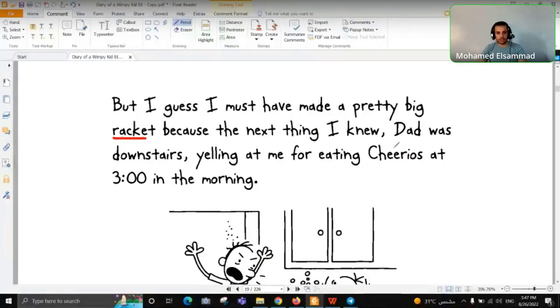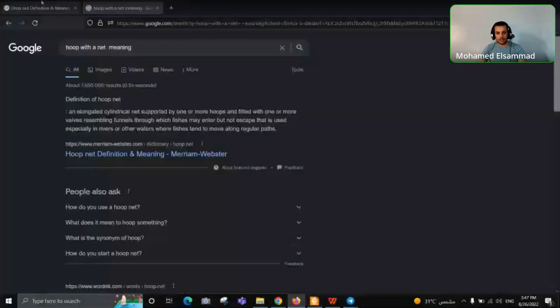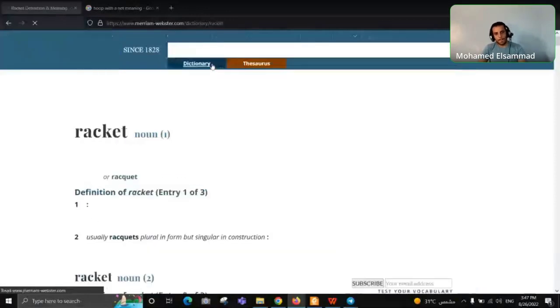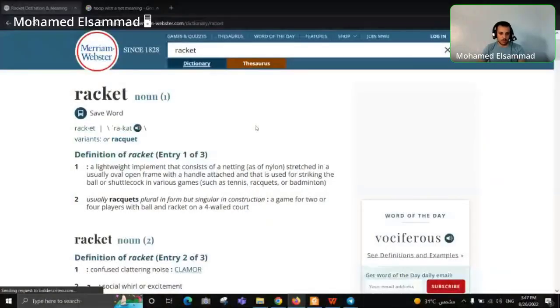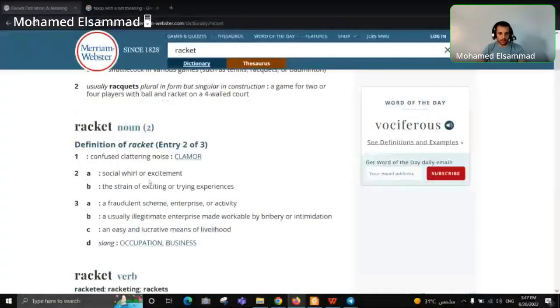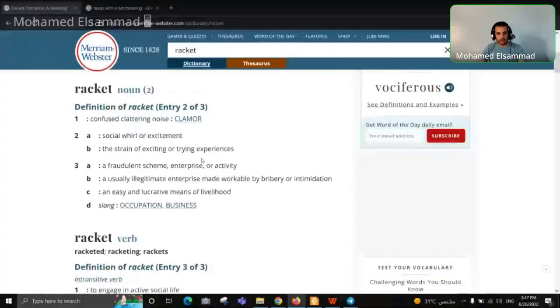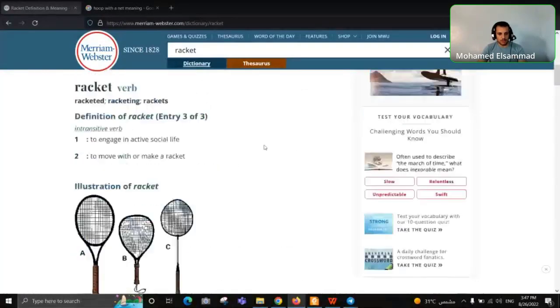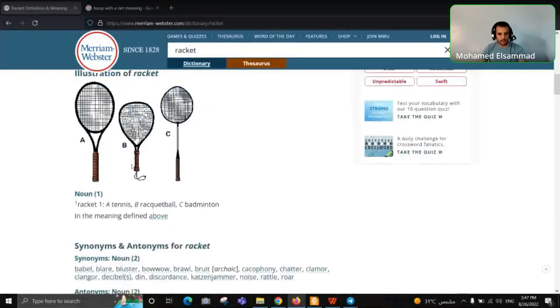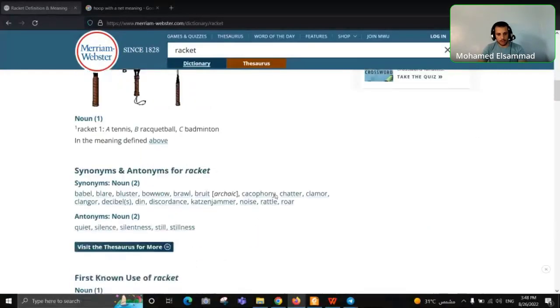Okay, so it's like a big racket, a big something. So the most important thing, if you don't know the meaning or the pronunciation of this word, racket, is to look it up. As you hear it now: social whirl, or excitement, the strain of exciting or trying experiences. So it has so many definitions. Okay, there's an illustration of racket like that, a tennis or badminton racket, and the meaning definition above.